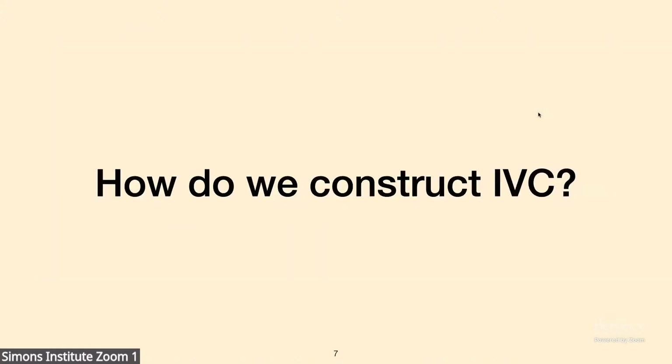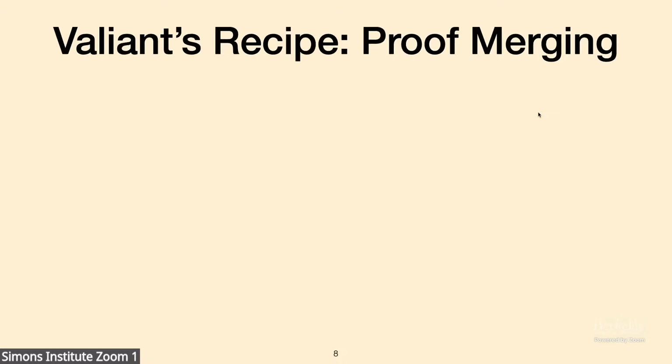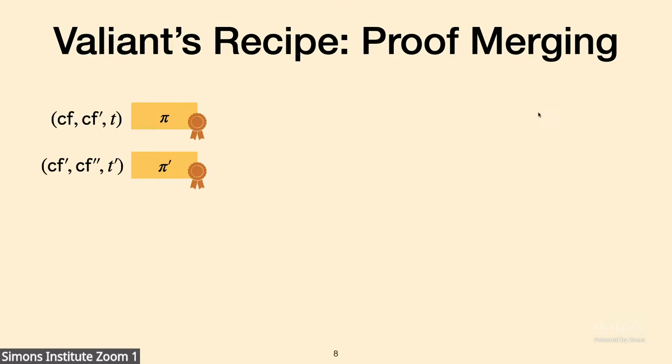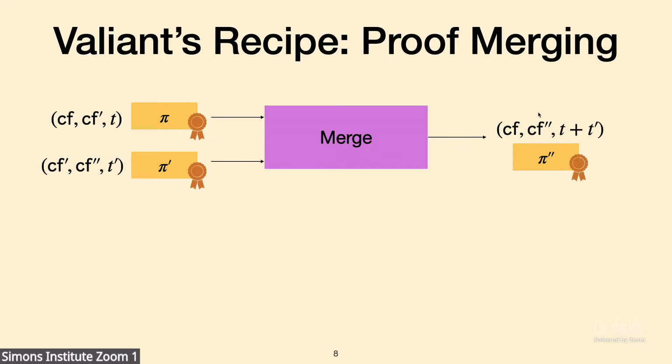So OK, how do we construct IVC? We've actually seen a lot about this in the first day of the workshop. I'll say it again. So Valiant's recipe, roughly speaking, says suppose you have two certified hops. You have CF goes to CF prime goes to CF double prime. The idea is you want to take these two proofs and merge them to get a new proof that goes from CF to CF double prime, proving that you can do this in T plus T prime steps.